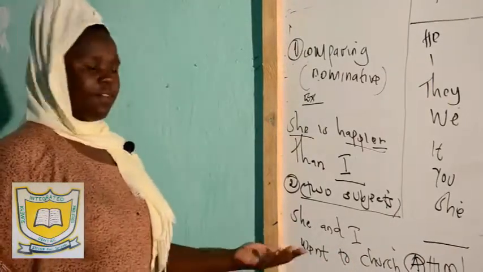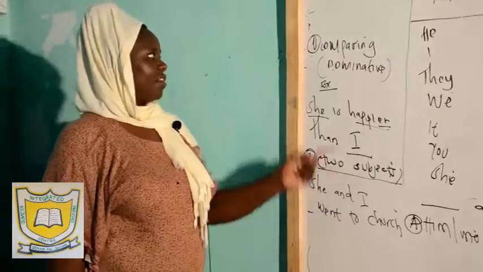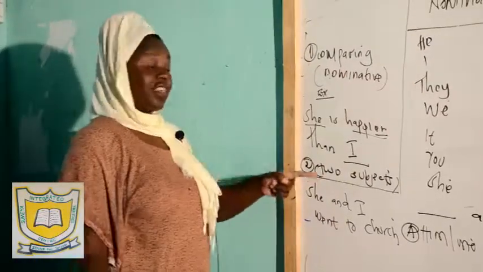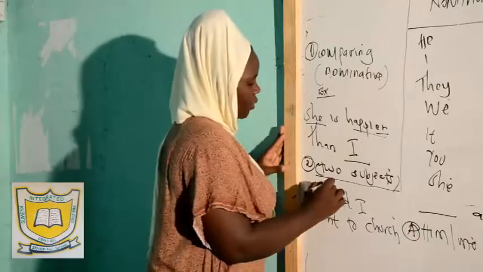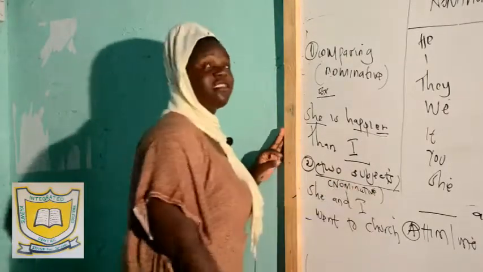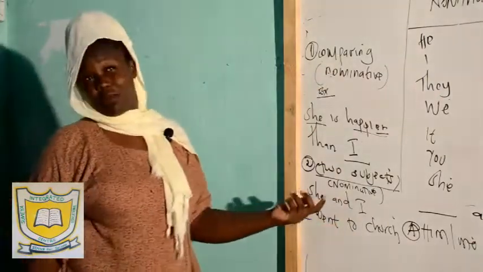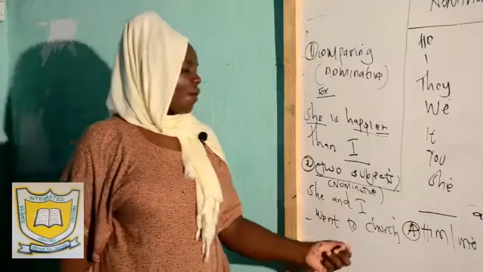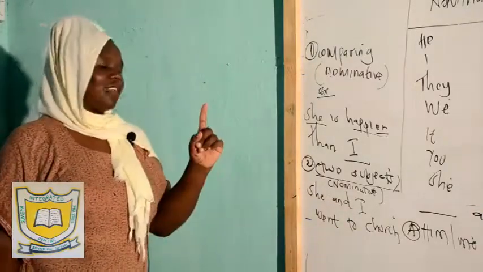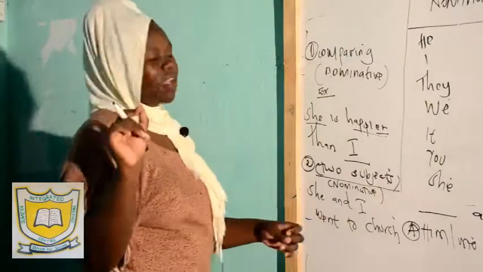Now, if I am having two subjects, I'm using nominative. When I'm comparing, I'm using a nominative pronoun. So when you are having two subjects, use a nominative pronoun. When you are comparing, use a nominative pronoun. She and I went shopping. If you want to know if your answer is correct, construct sentences using one pronoun at a time.